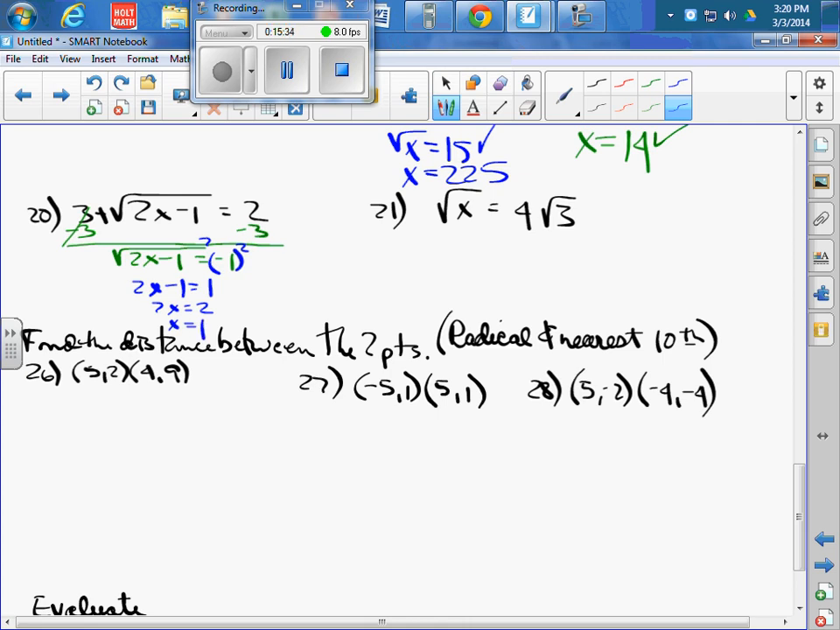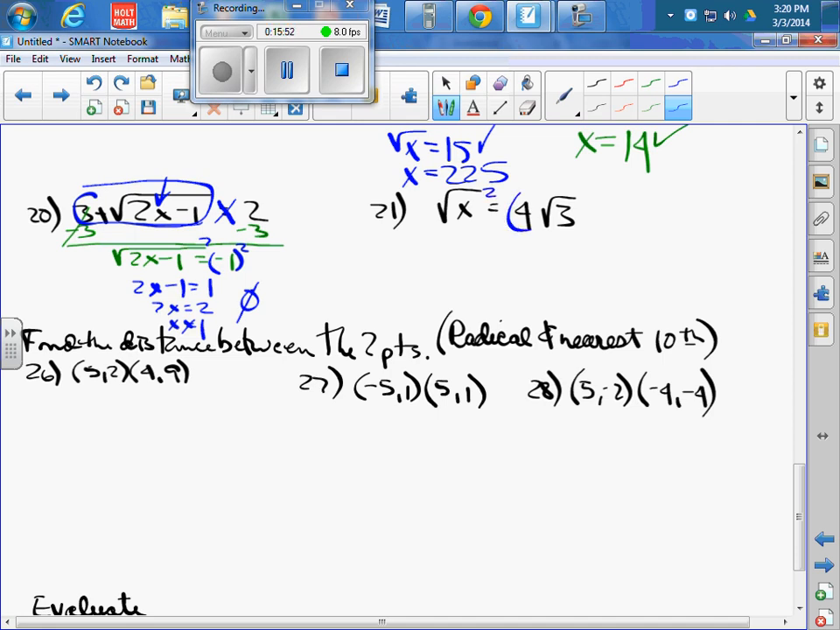Check out this answer to make sure it works. What's 2 times 1? 2. What's 2 minus 1? 1. What's the square root of 1? 1. What's 3 plus 1? 4. Didn't work. So this one is no solution.